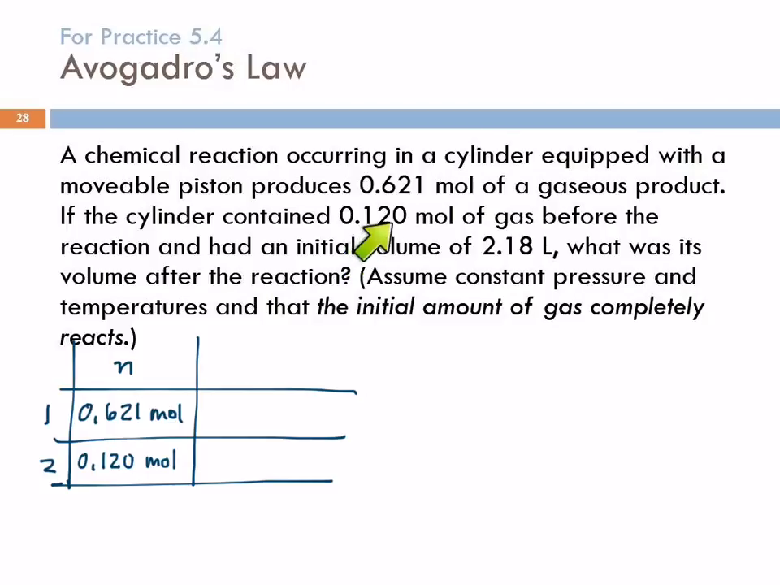So it had 0.120 moles of gas before the reaction, and the initial volume was 2.18. So this 2.18 liters, does that go with 0.12 or 0.62? It goes with the 0.12. This was at the beginning. 2.18 liters. And that's going to be volume.